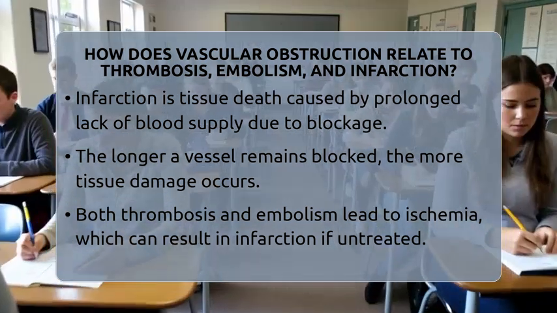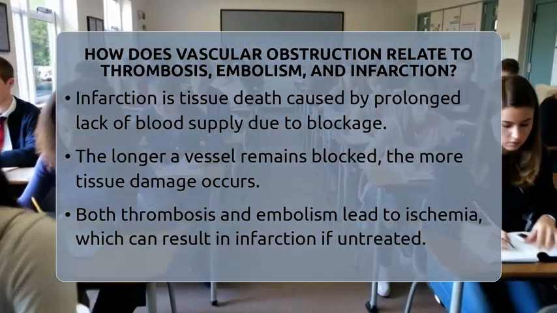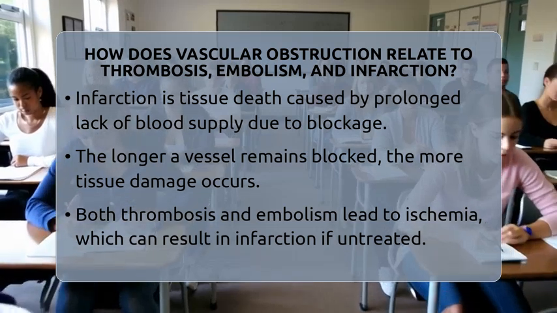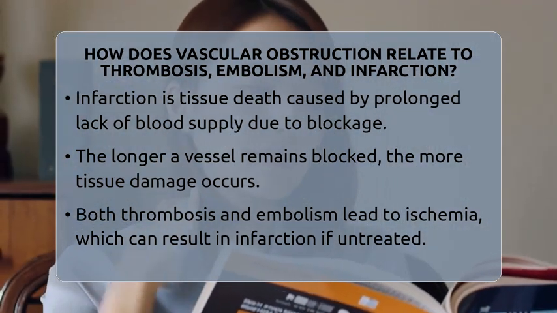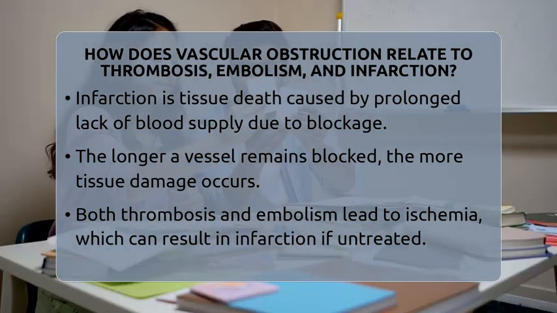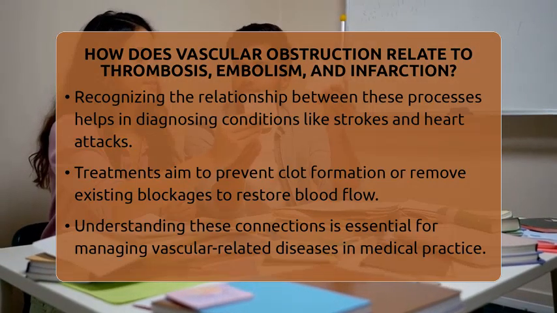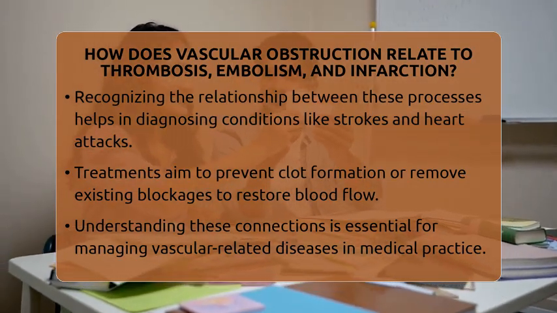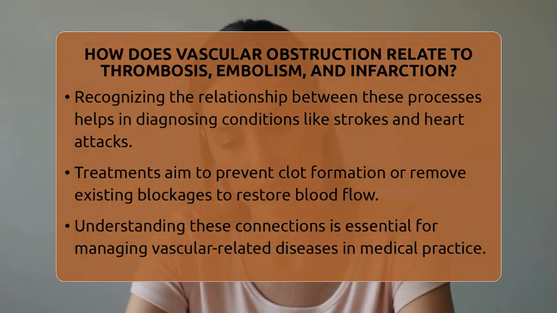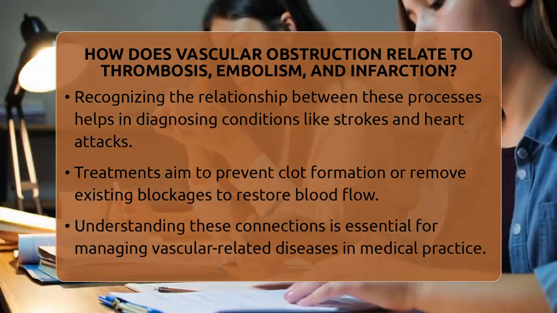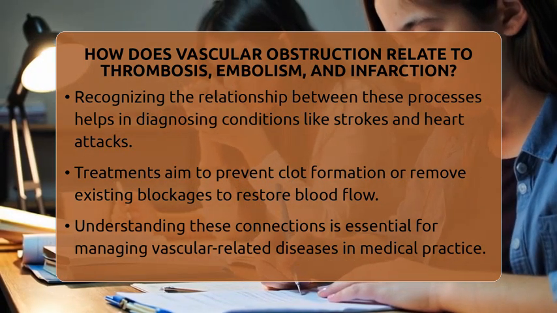Vascular obstruction can be caused by a clot forming in place, which is thrombosis, or by a clot traveling from somewhere else, which is embolism. Both block blood flow and cause ischemia, or lack of oxygen. If the blockage continues, the tissue will die, resulting in infarction. This sequence is important to understand because it helps doctors figure out how to treat these problems.